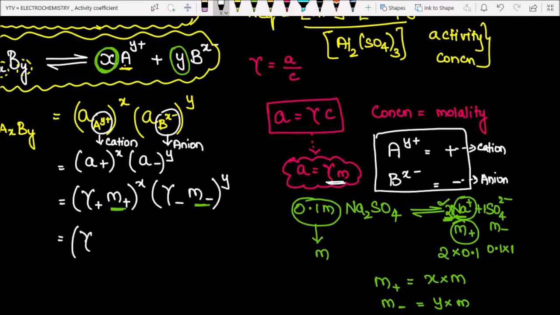What can I substitute? I can write gamma plus, instead of M plus, as x into M power x. Similarly, I can write gamma minus, instead of M minus, as y into M power y. Now let me separate some terms.